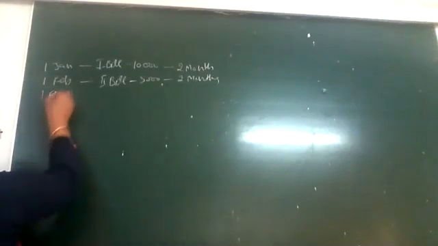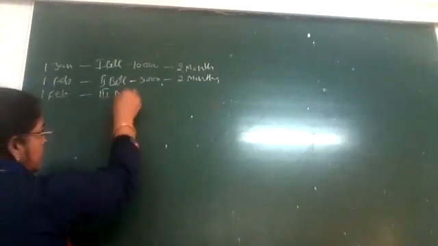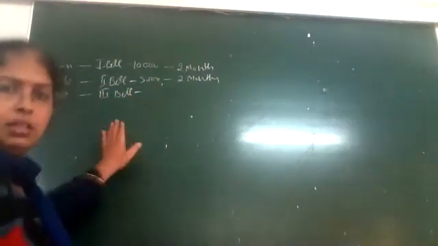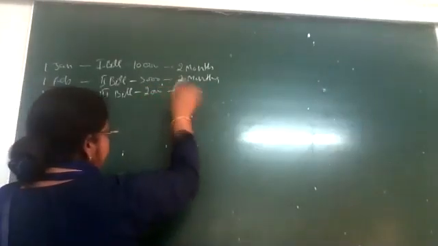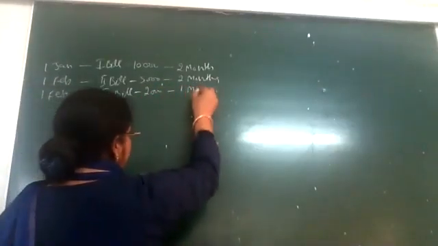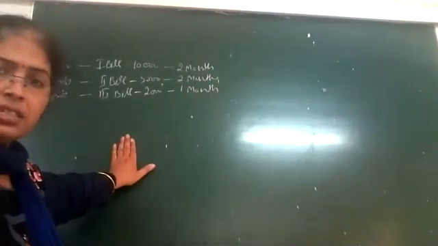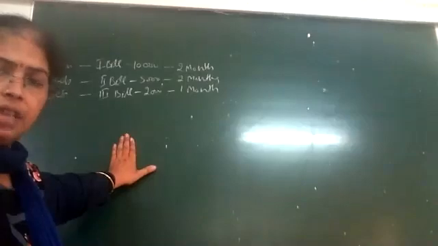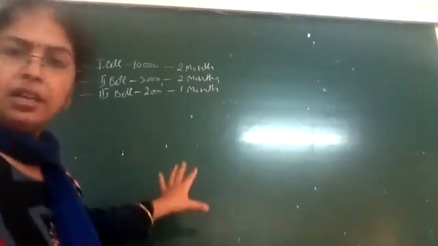And on 1st February also, there was another bill. The third bill was drawn for 2,000 for 1 month. These are the three bills. Here we have to make journal entries according to these. First of all, we will go through rough work.